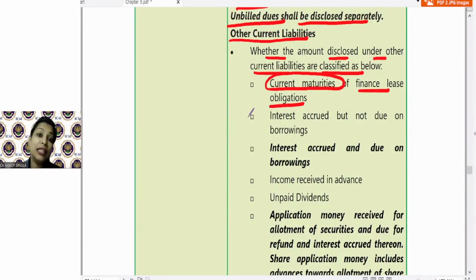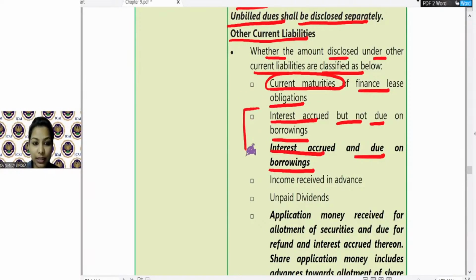Same way we have done this point, if you remember earlier also ना, when we were discussing borrowings. याद है किसी को? याद होना चाहिए, ठीक है? वहां पर भी हमने पढ़ा था, and I told you very important change, है ना? Second point is interest accrued but not due. Third point is interest accrued but due on borrowings.